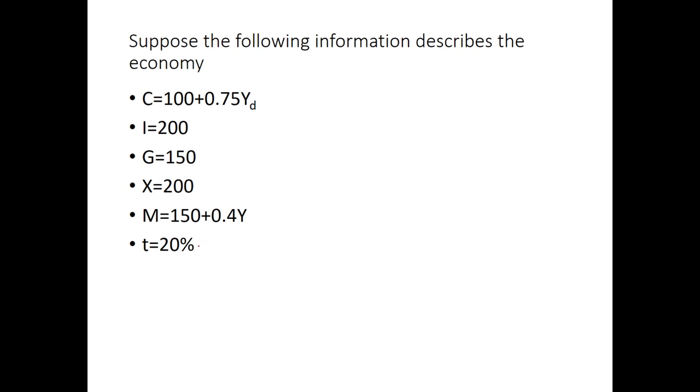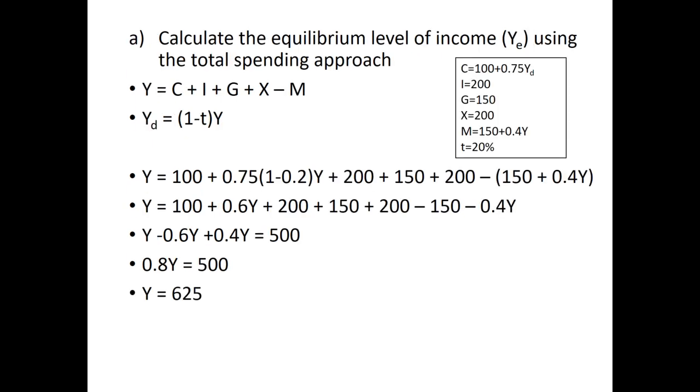Down here you have the tax rate of 20%, and you'll use this tax rate in conjunction with the idea of the disposable income when you calculate equilibrium income. So that's the basics where you start off.